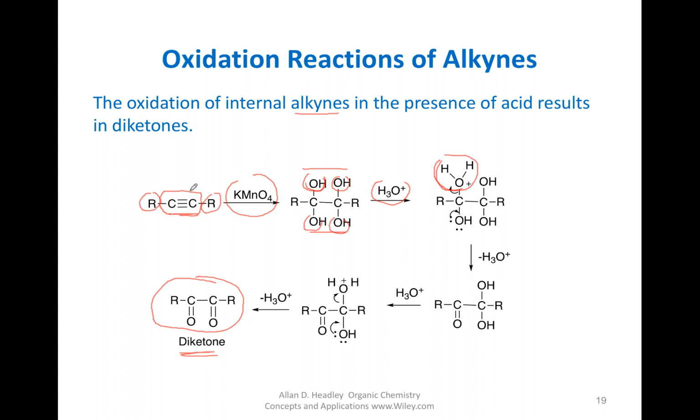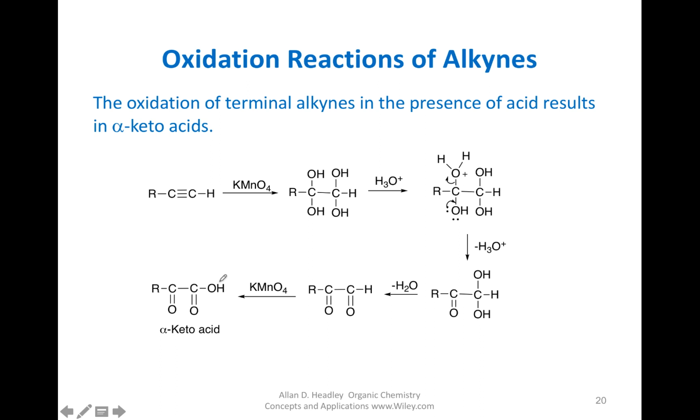So if you have an alkyne and you react it with potassium permanganate as an oxidizing agent, you end up with your diketone. Notice it's a 1,2 diketone or an alpha diketone.